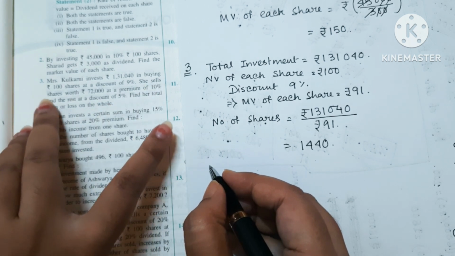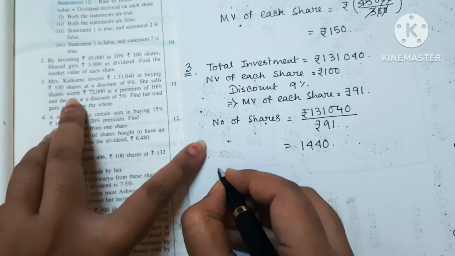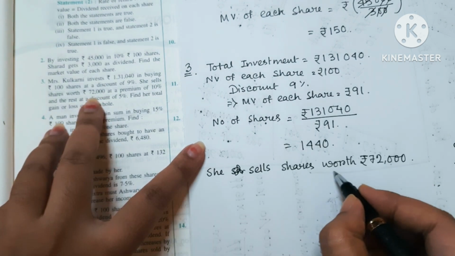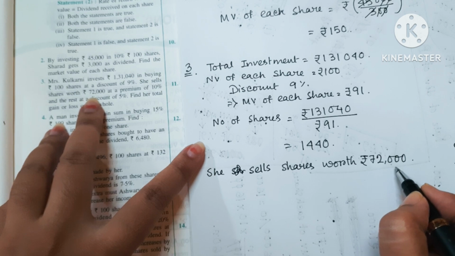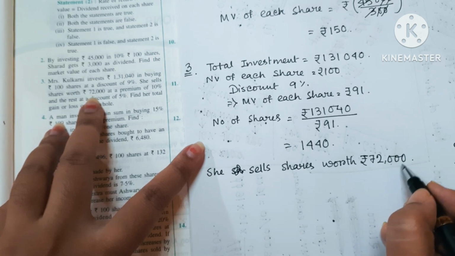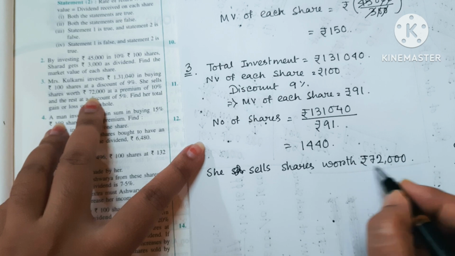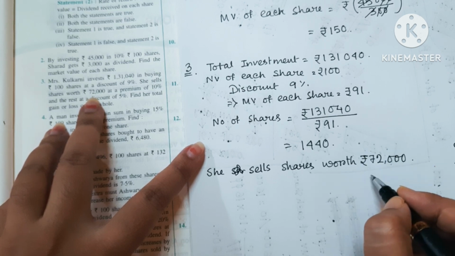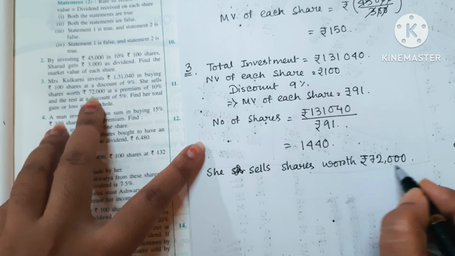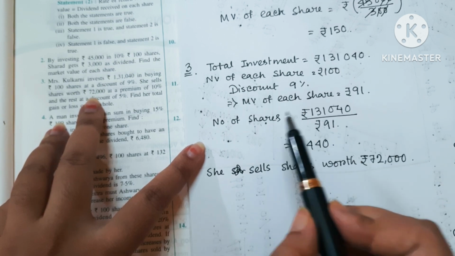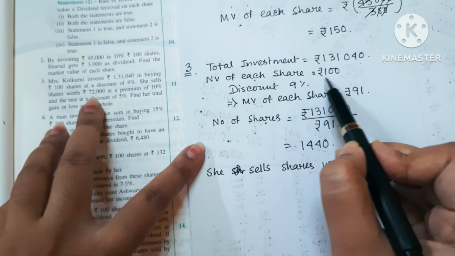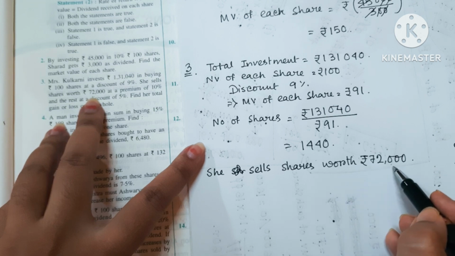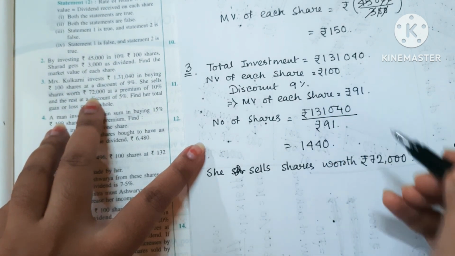Okay, now she sells shares worth rupees 72,000. That means now worth this much, that means he have sold 720 shares. Okay, worth this one, that means you have to divide this amount by nominal value, so you will get the number of shares. Worth of one share is this one, nominal value, that is the worth of one share. So worth of how much shares will be this amount, so you have to divide this amount by 100.